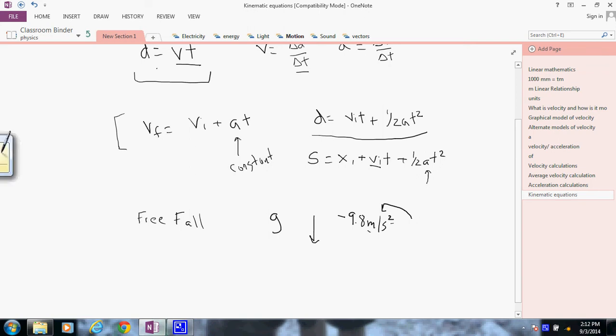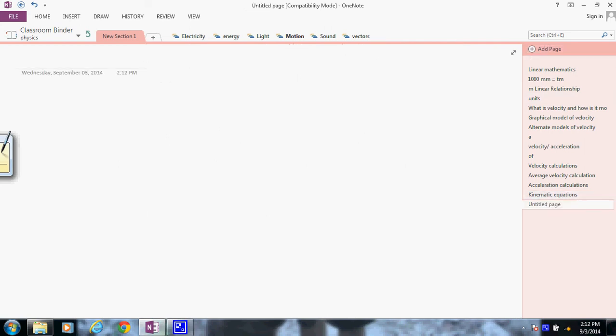I might flip back and forth on this page just to grab a particular equation. Let's go with this problem: a race car accelerates uniformly from 18.5 meters per second to 46.1 meters per second in 2.47 seconds. Determine the acceleration of the car and the distance traveled. Let's jot this down. We have a car, and I'm going to pull the words out as we go.